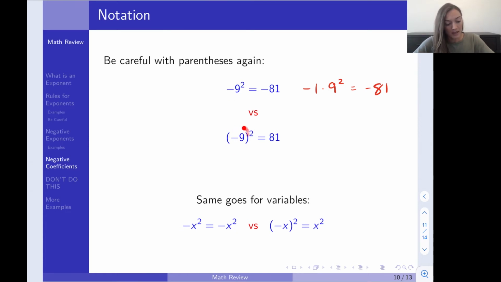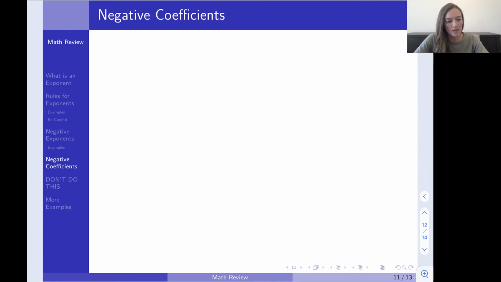Now here, where we have the parentheses, your negative is getting squared. So this case would be positive 81, because we know a negative squared is positive. And the same goes for if you had x or y or a or b instead of a number. Anytime you see negative x squared like this, you're never also squaring the negative sign. They will always write it with parentheses if they want the negative sign to be included in that square, like this.